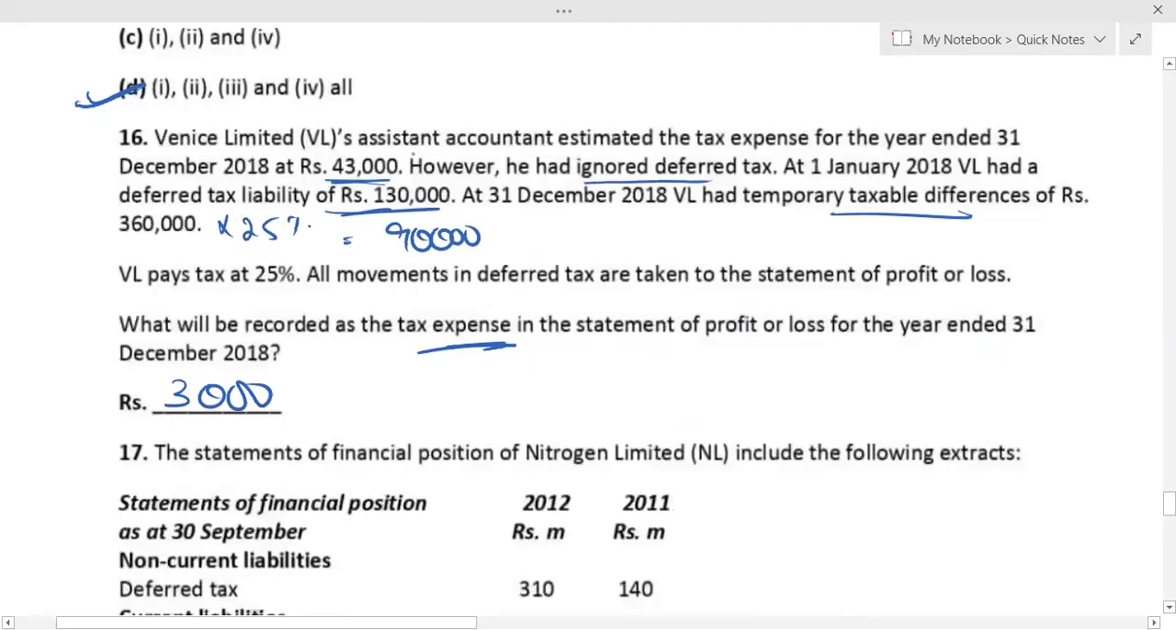So simply, the assistant accountant's estimated tax of 43,000 is your current liability closing balance, and the assistant accountant ignored the deferred tax liability. Opening deferred tax liability is 130, closing is 90. Logically, there's a reduction in the deferred tax liability by 40. And a reduction in deferred tax liability decreases your income tax expense, and it happened. Instead of 43, it is just 3.